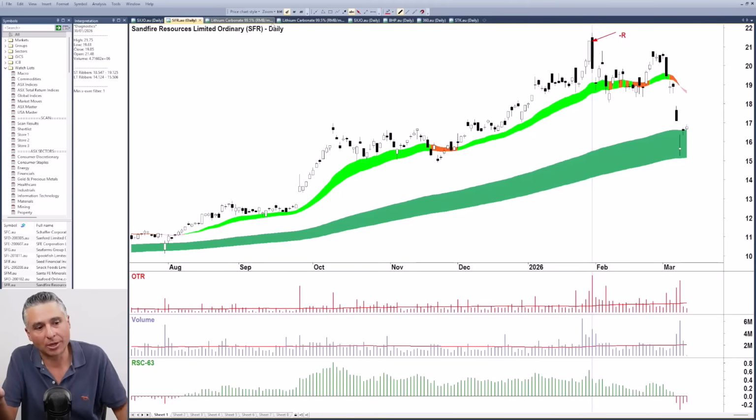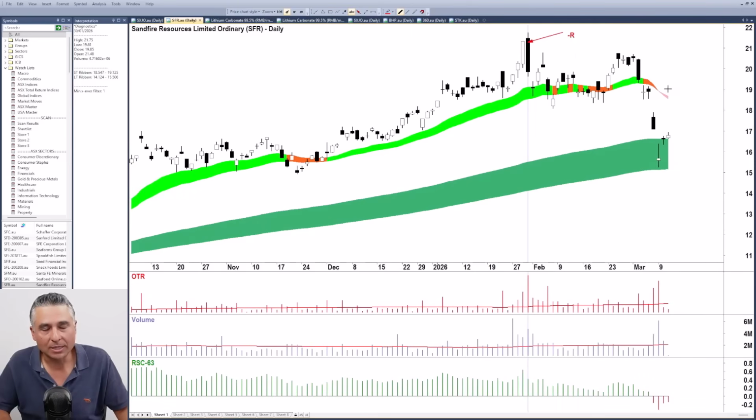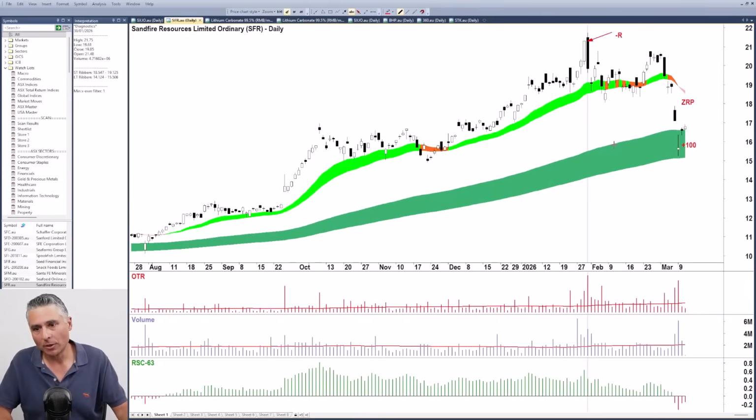You've just found supply. So yeah, I would argue Sandfire probably less than a full risk position before this downturn, but equally now, if you were a cheeky 100, maybe, but there's also a pretty strong argument for ZRP or pretty close to it.